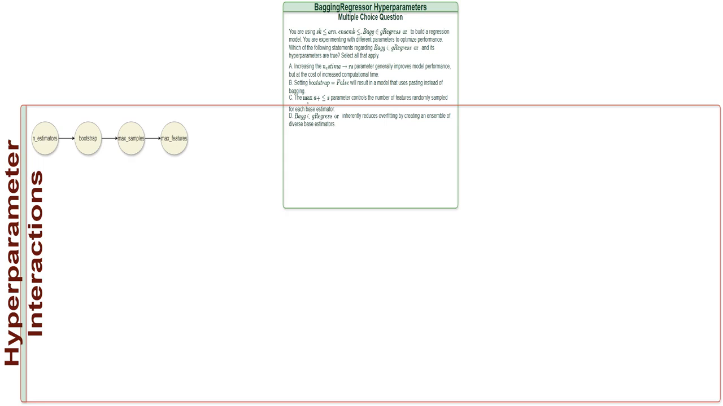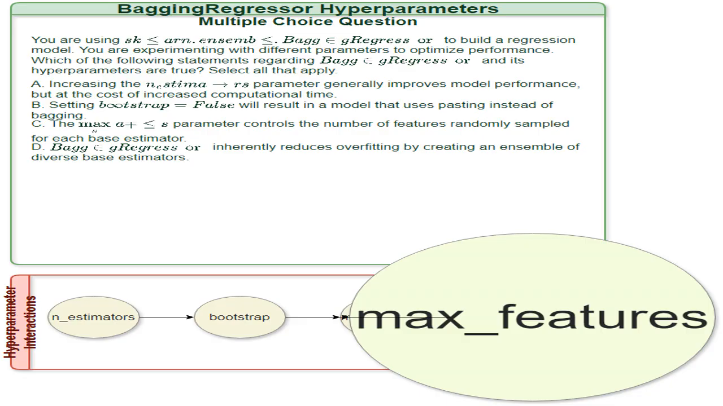This is a Boolean value, either true or false. When true, I sample with replacement, bagging. When false, I sample without replacement, pasting. This parameter, not mentioned in the original questions, controls the number of features randomly sampled for each base estimator.